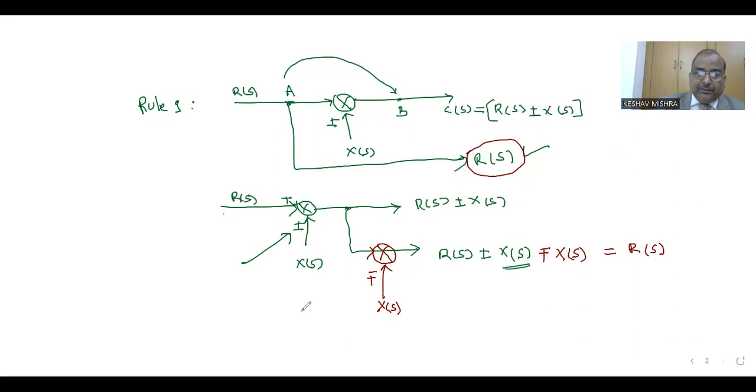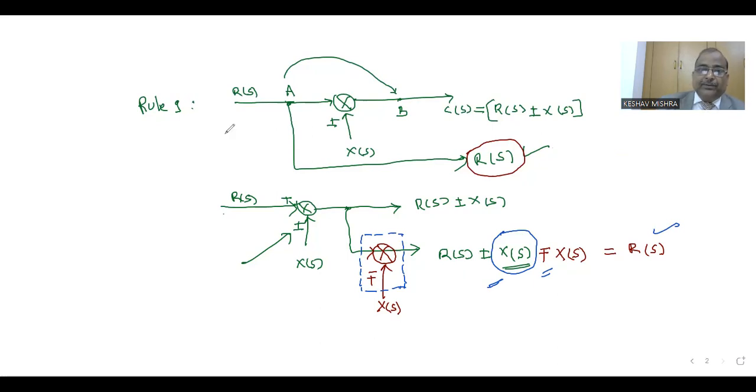It means we have introduced an additional summing point here. The additional summing point is inserted here so as to compensate for the additional term plus minus XS. Here the sign is reversed, minus plus. So this is plus minus, this is minus plus. So finally we have an output which is equal to RS, as it was before the shifting of the takeoff point.